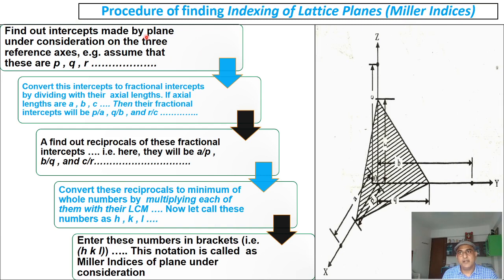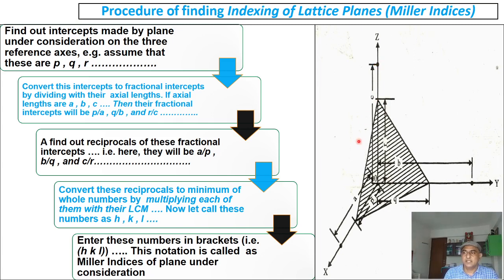Step one: find out the intercepts made by the plane under consideration on the three reference axes. For example, presume that these are P, Q, R. See, this is the plane represented by the hatching, and this is the z-axis, this is the y-axis and this is the x-axis, meaning the x, y, z axes are there. It cuts the z-axis at a point represented by the distance r, the x-axis at p, and the y-axis at q. These p, q, and r are where the plane cuts the crystallographic axes.